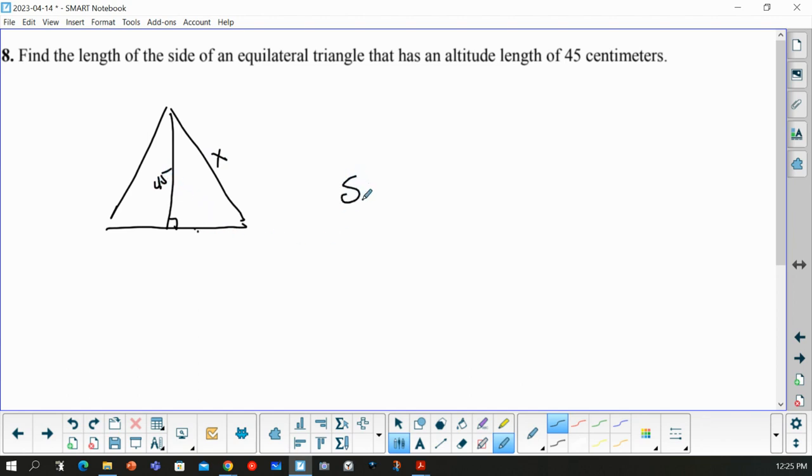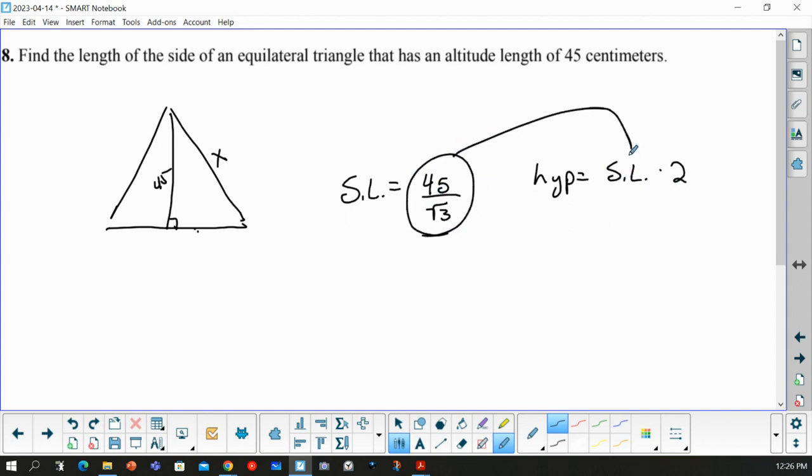So the short leg equals the long leg divided by the square root of 3. The hypotenuse equals the short leg times 2. So the short leg, which I now know is this number, I put right there. So the hypotenuse equals 45 over root 3 times 2.